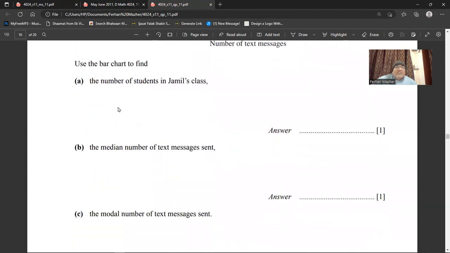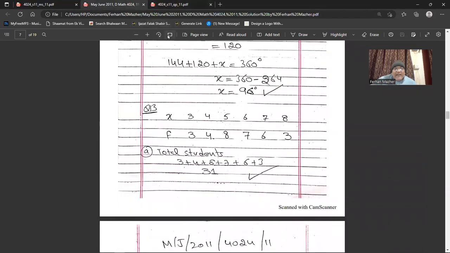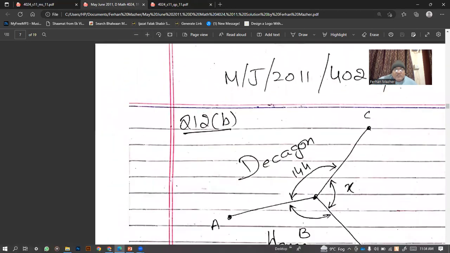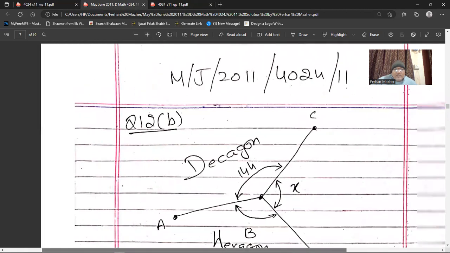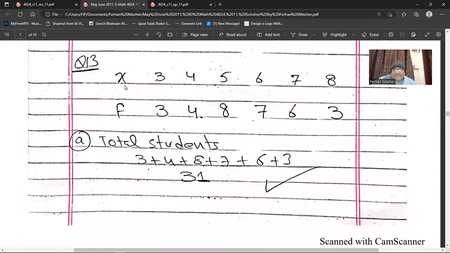He says use the bar chart to find the number of students in Jamil's class. Okay, so I have just noted down the value of the number of messages and the number of people. That's the number of messages, which is x, and this is the frequency, that is how many people. So 3 messages, 3 people, 4 messages, 4 people, 5 messages, 8 people, 6 messages, 7 people, 7 messages, 6 people, 8 messages, 3 people.